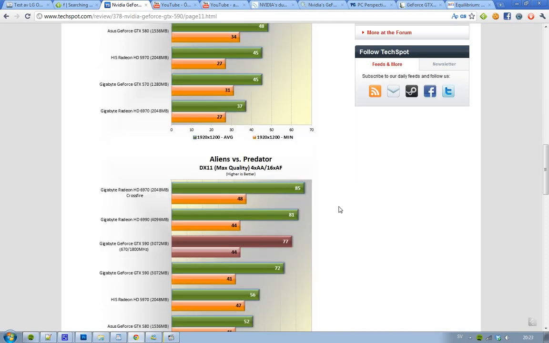Then we have the game Alien vs Predator, DirectX 11, max quality, 4x AA and 16x AF, and it seems like the 6990 beats this new overclocked GTX 590 here as well. Remember, this is not the overclocked HD 6990, which would probably be totally insane. We get 77 FPS, and 44 FPS as the lowest, on the overclocked GTX 590. It's a couple of FPS more, not a very big boost from this overclocking.